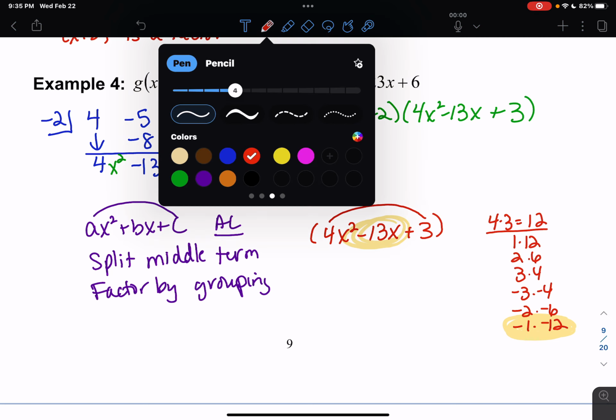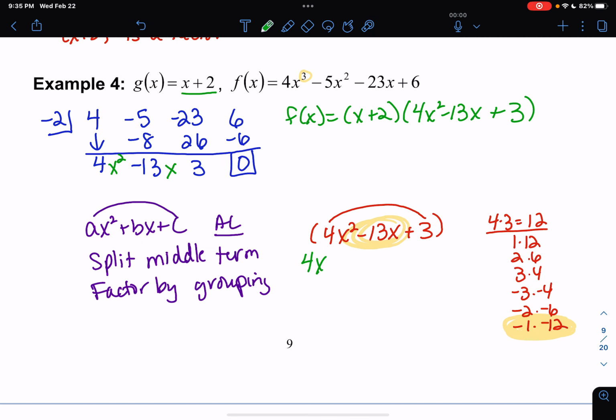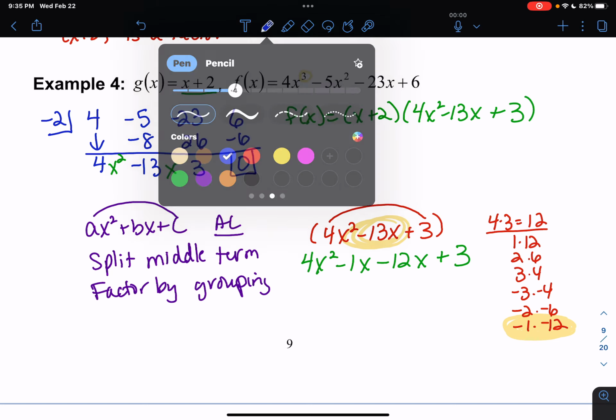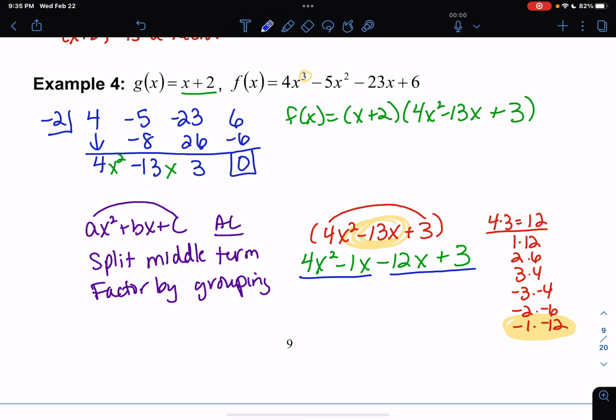So we're going to split the middle term. We write the first term, 4x squared. We're splitting up the middle term into minus 1x, minus 12x, and write that last term of plus 3. Now we're going to factor by grouping, looking at the first 2 terms and the last 2 terms, what they have in common. You can factor an x out of the first 2 terms. Dividing out that x factor, we're left with 4x minus 1.